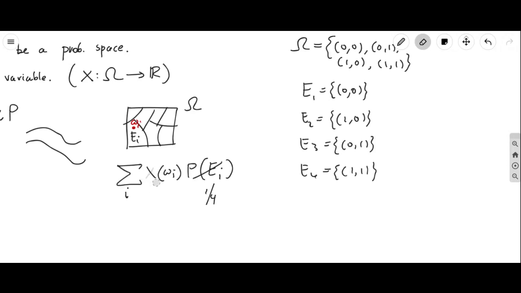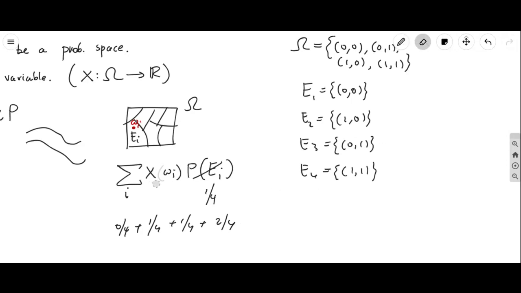And then you will multiply it by x evaluated at a sample point. But because this is a singleton set, there's only one sample point you can pick. So when we run through the calculation, x on this sample point would be 0. On the other sample points, the value of x, if x represents the sum, would be 1, 1, and 2. And then the calculation would lead to 0 out of 4 plus 1 out of 4 plus 1 out of 4 plus 2 out of 4. And that's how we end up getting the value of expectation.